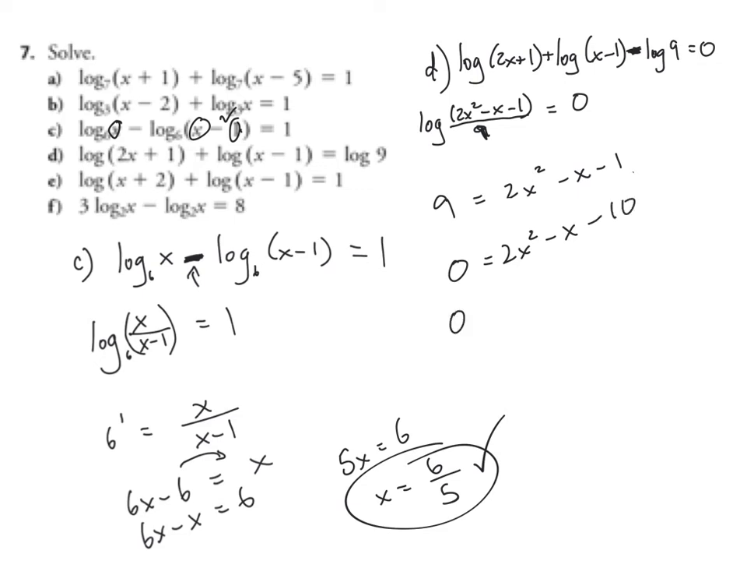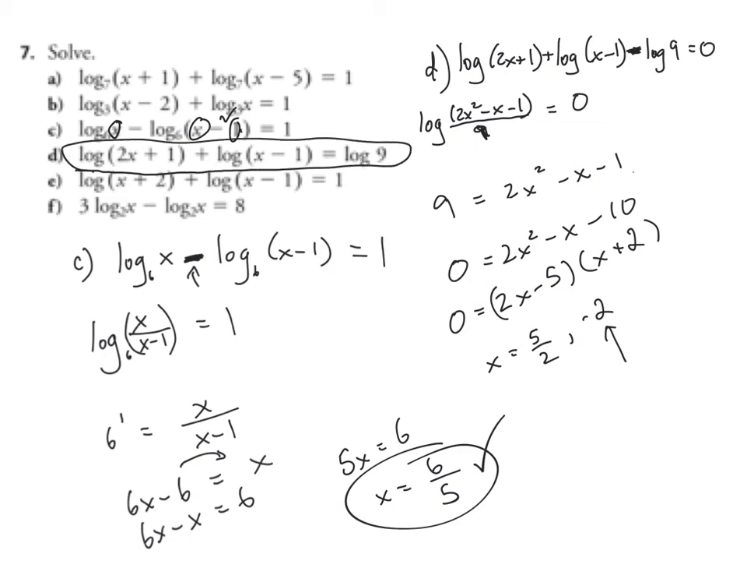And let's factor that. 2x times something and x times something. That will be a minus 5 here and a plus 2 here, which means x must either be 5 halves or negative 2. I have a feeling this is going to be admissible. Let's double check. So which one is this, part C? Or no, this is part D.